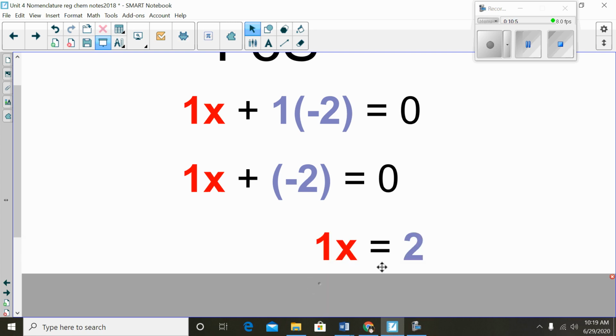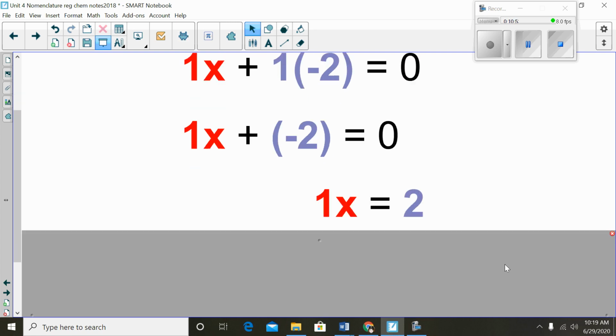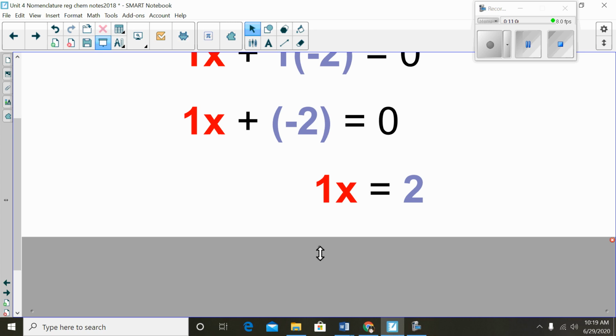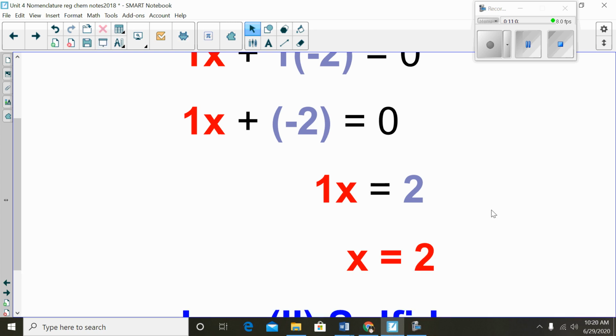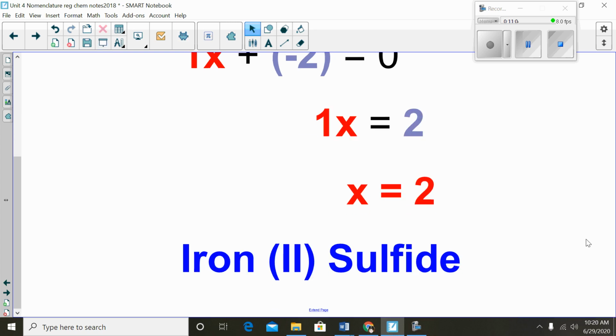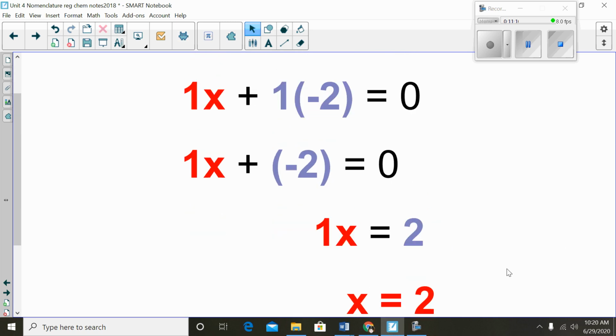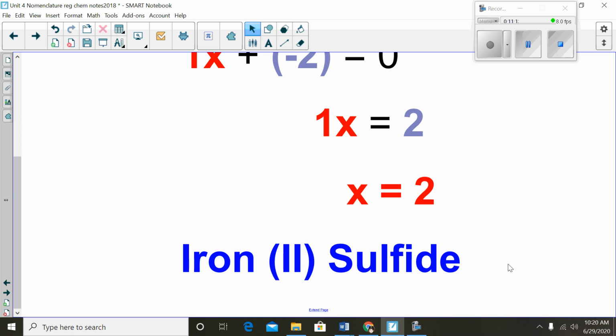So I have 1x equals 2. And then to solve for x, you just divide by 1. So 1x divided by 1 is x. 2 divided by 1 is 2. So the proper name here is iron 2 sulfide. But if you had simply undid the crisscross, you might have thought that it was iron 1. And that's not the case. It's iron 2 sulfide.